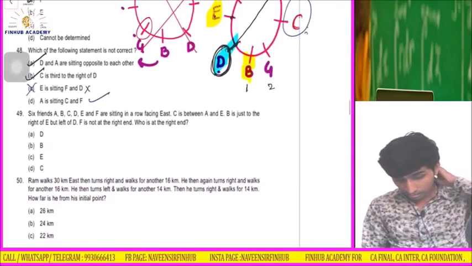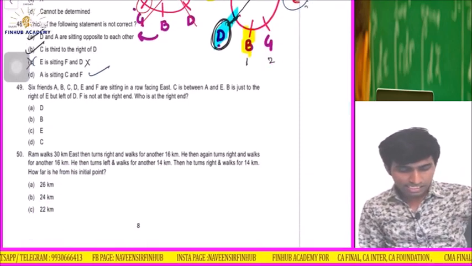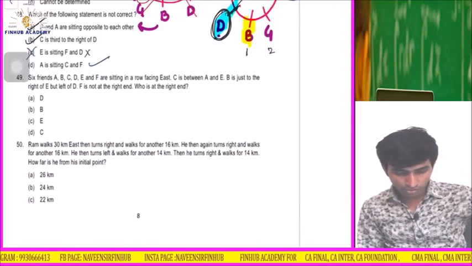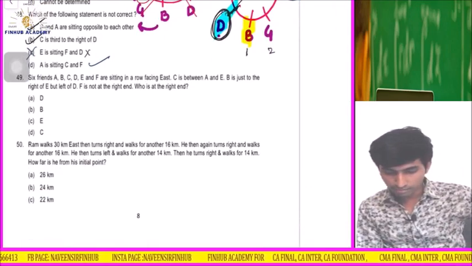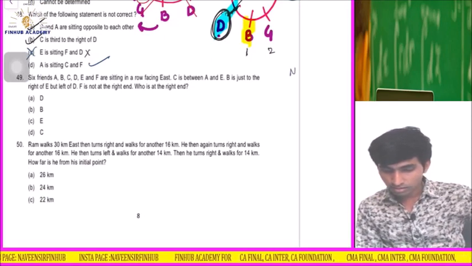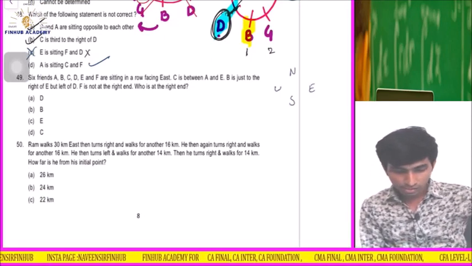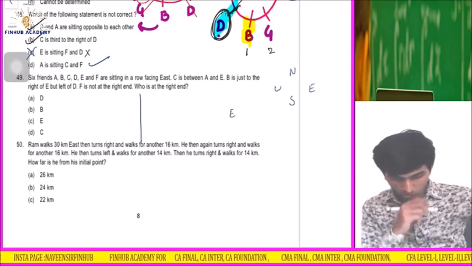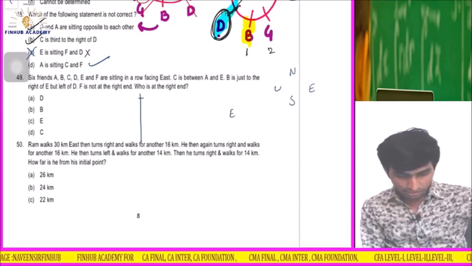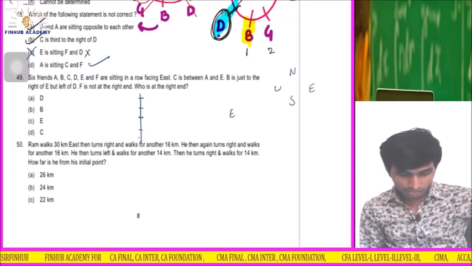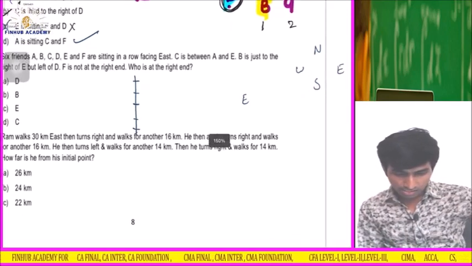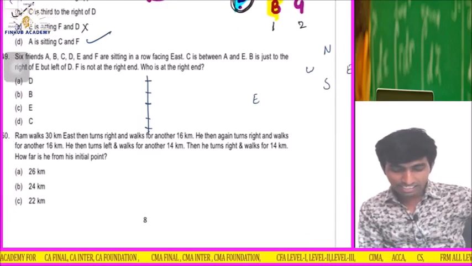Okay. Six friends A, B, C, D, E and F are sitting in a row, facing east. So we know that this is north, this is south, this is east, this is west. So they are facing this side, east. So how many friends? A, B, C, D, E.